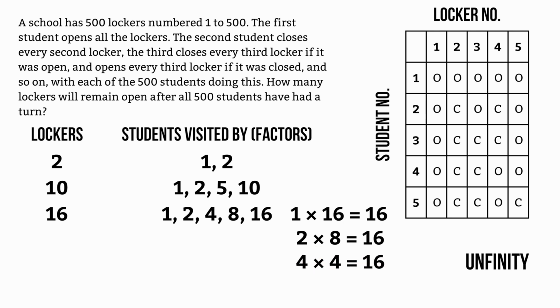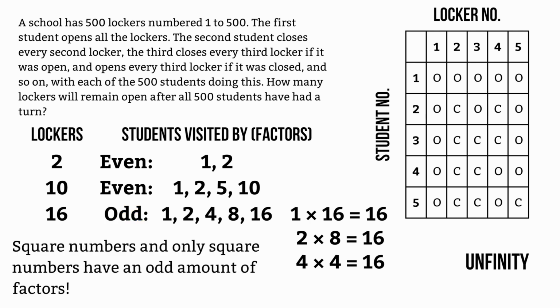So here is a pattern. Locker number 2 has an even number of factors. Number 10 also has an even number of factors. But number 16 has an odd number of factors. Why? It's a perfect square of 4. So here we conclude that square numbers and only square numbers have an odd number of factors.